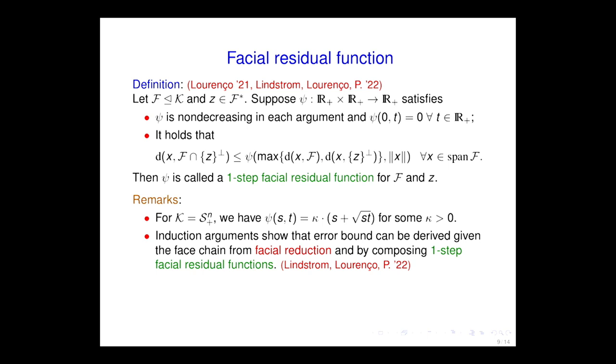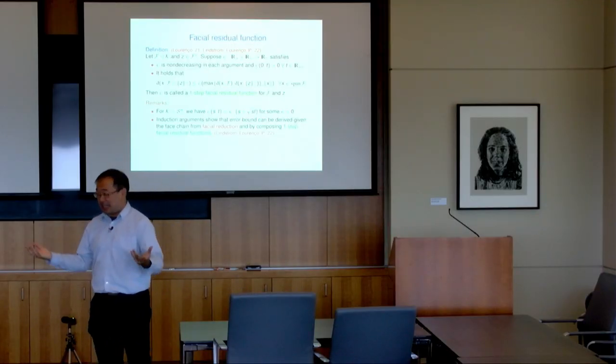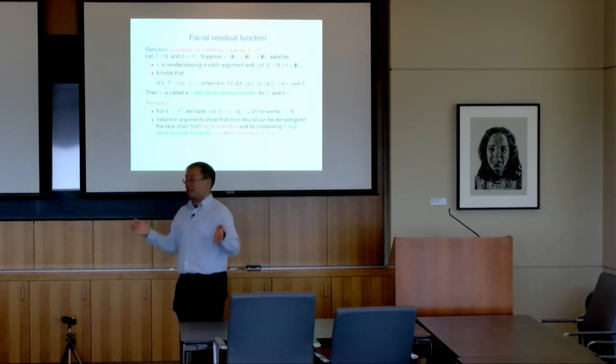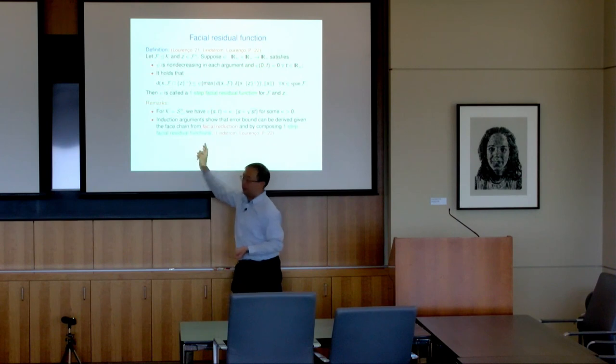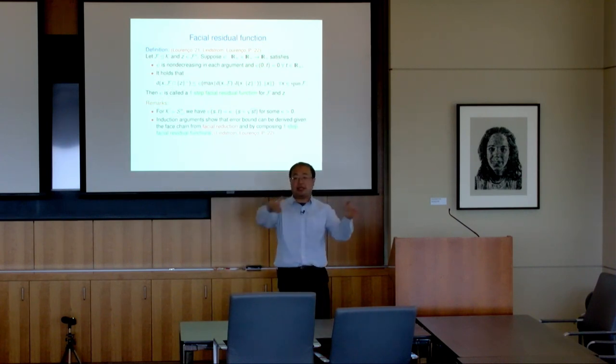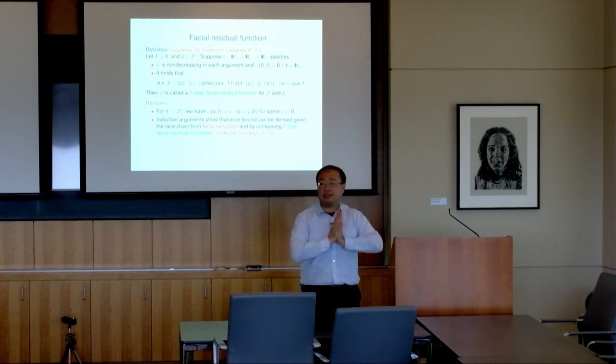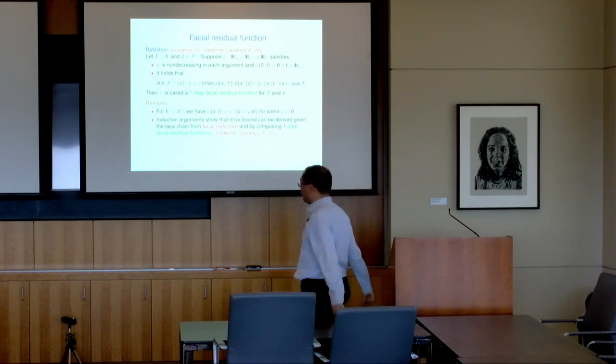Now, once we know the one-step facial residual functions, and once we know the phase change from the facial reduction procedure, then error bound can be derived, as in the previous slide, by just induction procedure. So we basically go ahead and compose all the dominant power in the one-step facial residual functions for those phases that appeared along the phase chain. So it's an induction procedure. Okay.